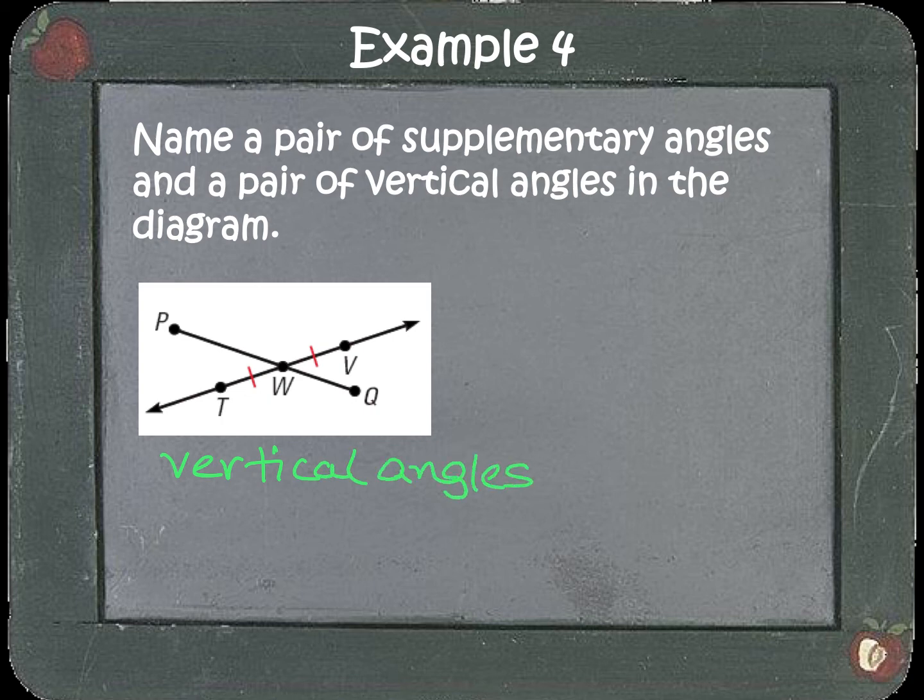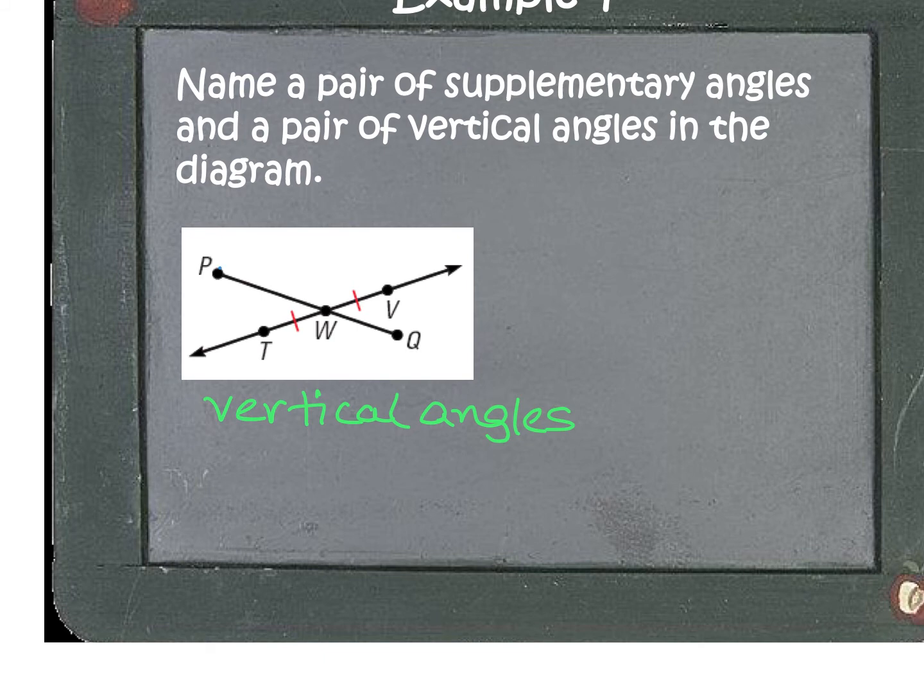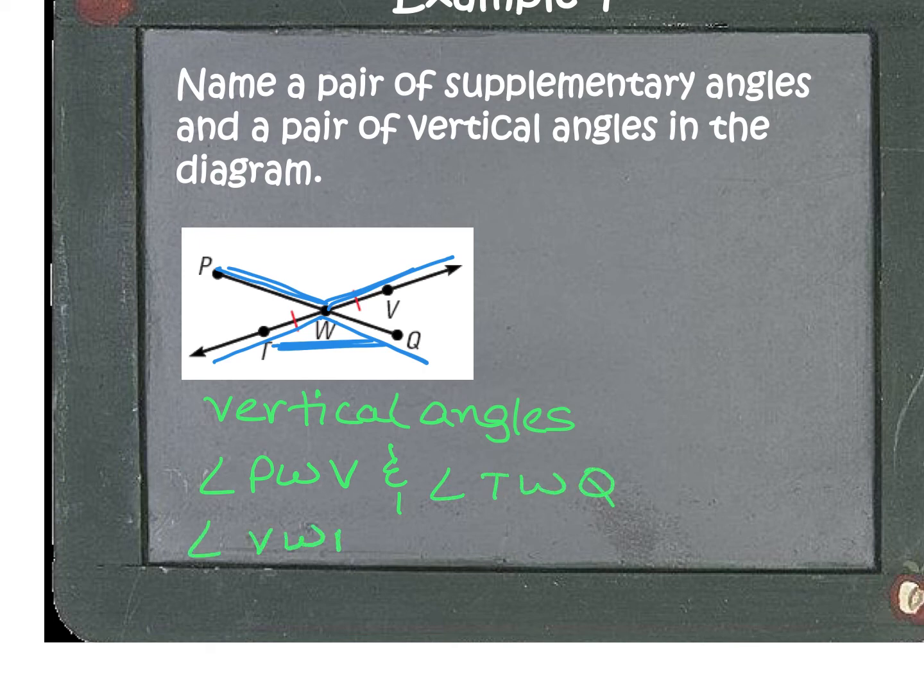My first vertical pair could be PWV along with TWQ. These are vertical angles. Remember I showed you with the V and maybe make it look like an A. So you can either list this in this order. The W has to be in the middle. So PWV along with angle TWQ. You could also reverse it. Just make sure the W stays in the middle. So you could also call it QWT.